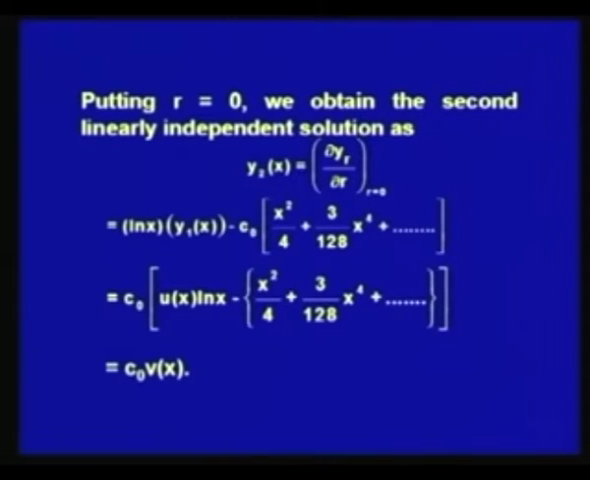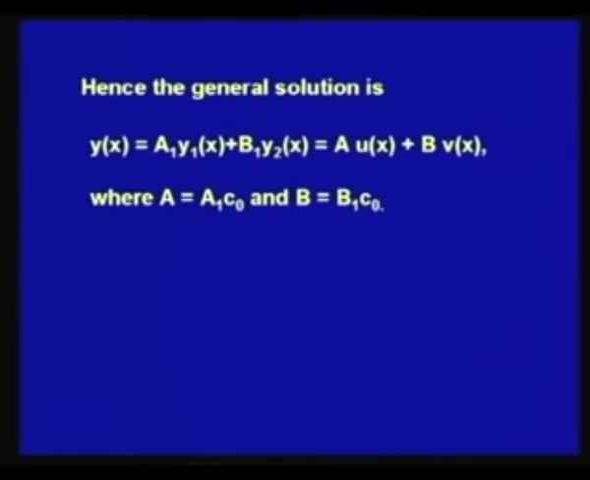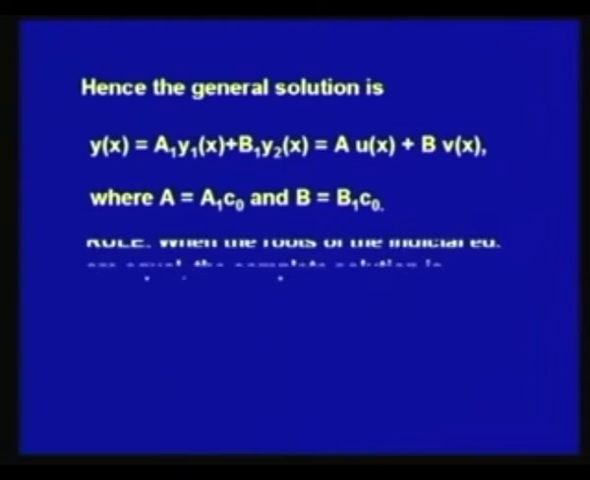y1(x) is equal to C naught into u(x), so we get C naught times u(x) into ln x minus x square by 4 plus 3 over 128 into x to the power 4 and so on, which let us call as C naught into v(x). Here the general solution of the given differential equation is y(x) equal to a1 into y1(x) plus b1 into y2(x), which is equal to a times u(x) plus b times v(x), where we write a equal to a1 c naught and b is equal to b1 c naught.